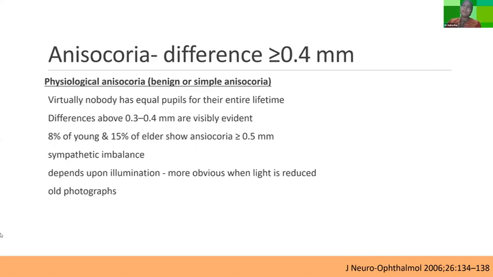Anisocoria is said whenever the difference is roughly more than 0.4 millimeters, usually less observed. 8% of young people and 15% of elderly people can have anisocoria with transient sympathetic imbalance. This also depends upon the illumination, because anisocoria is more prominent when the light of the room is reduced. It's better to check older photographs of the patient.